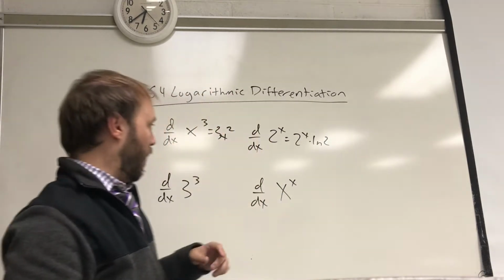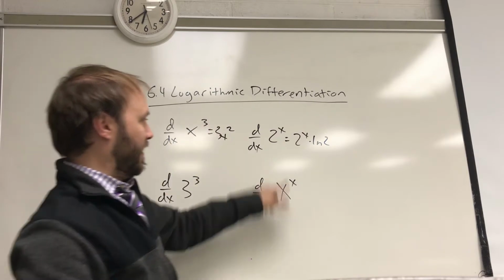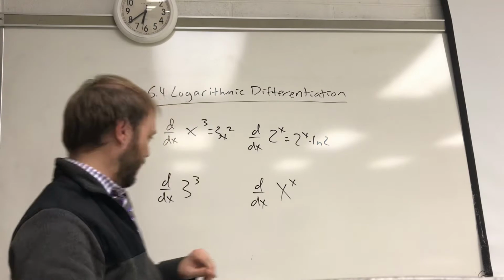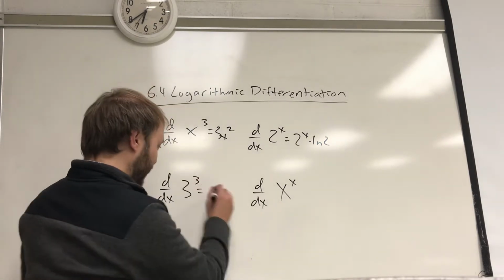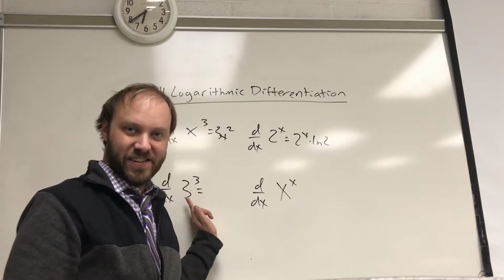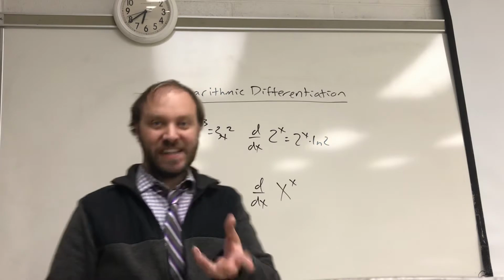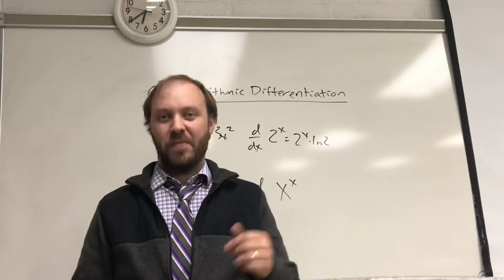All right, well, so we've had a variable to a constant. We've had a constant to a variable. There are two other possibilities you could have. You could have a constant to a constant power. Hopefully everybody realizes that's just going to be a constant. The derivative of a constant is 0. So constant to a constant power has a third pattern that's totally different from the other two.